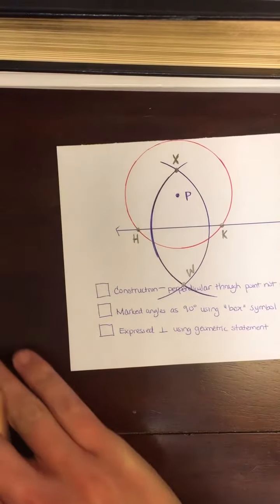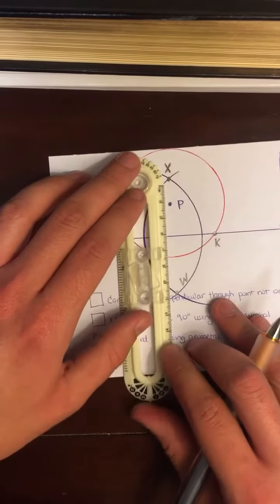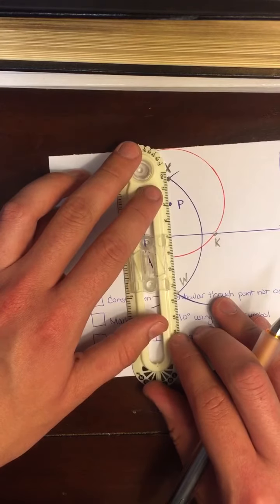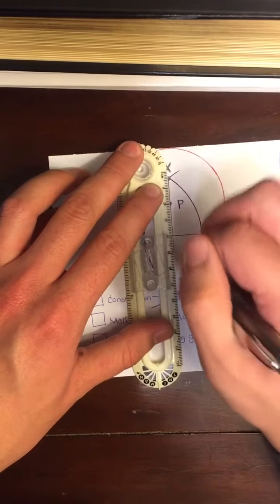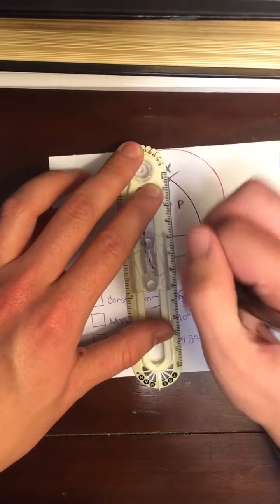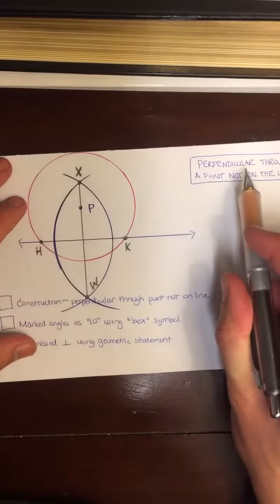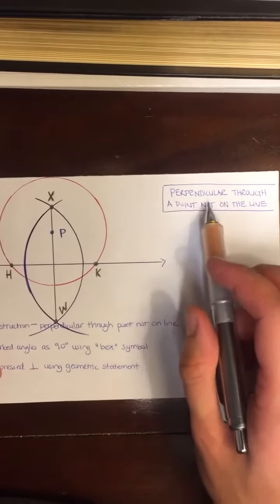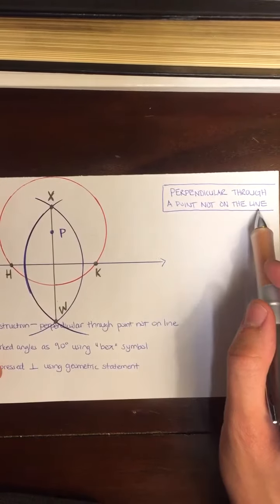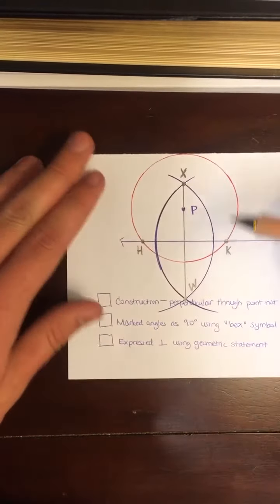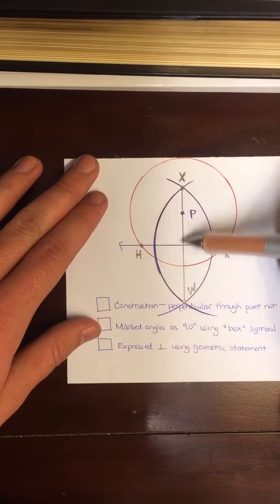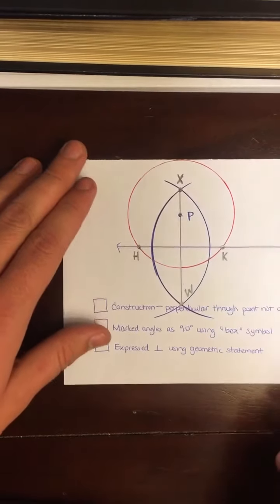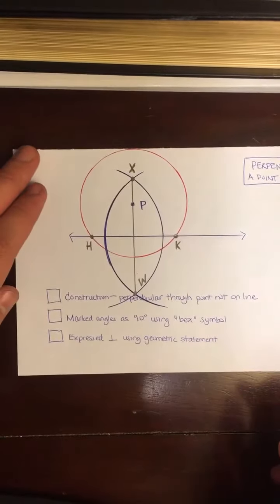I'm going to connect those 2 points, X and W. And you can see that, oh my gosh, magically it goes through point P as well. That's exactly what we wanted. We're trying to create a perpendicular line through a point that was not on my original line. And that point not on my original line is that point P. Wham bam, my line that I just created goes through point P. That's exactly what I wanted.